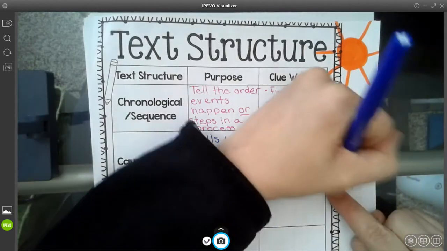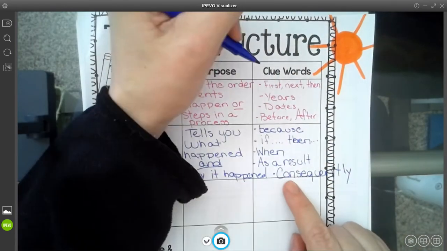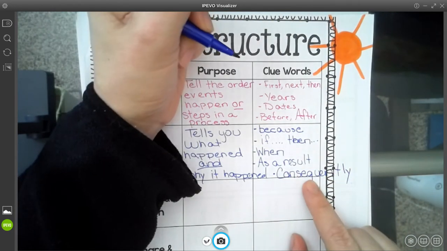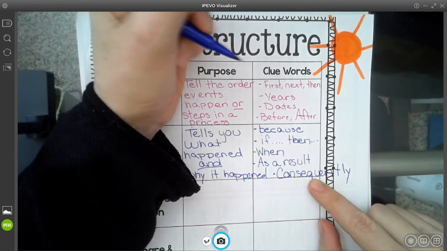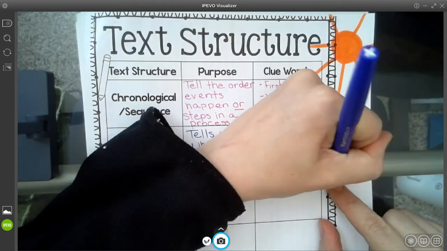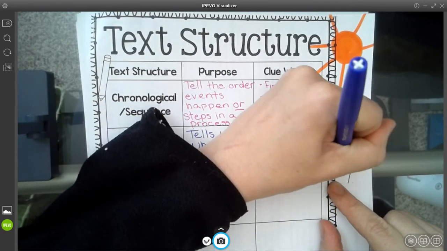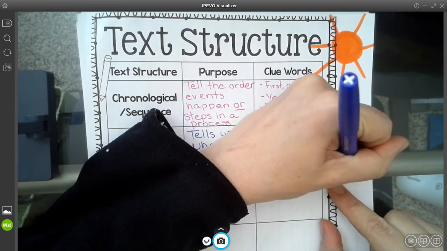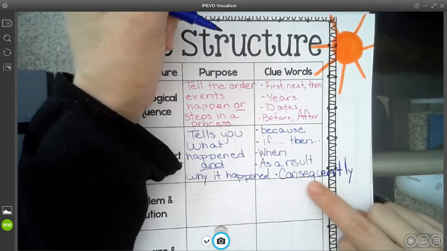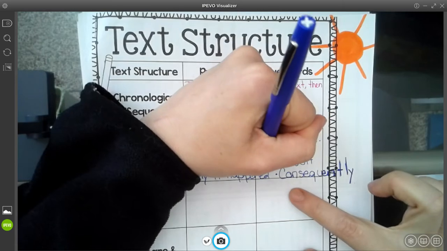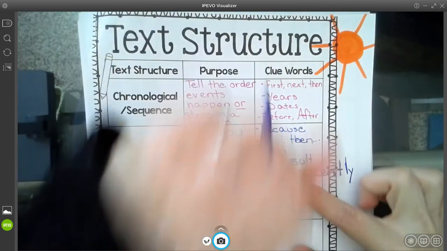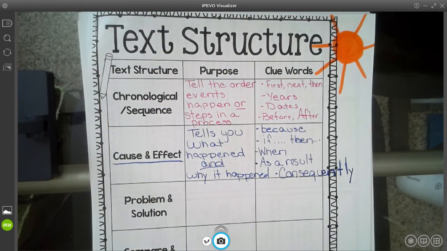Consequently, C-O-N-S-E-Q-U-E-N-T-L-Y. Consequently means as a result. It's another way to say that. Therefore, as a result, we saw in the video we had today the word so, okay? So, Mavs, if you need to pause, go ahead and do that right now.